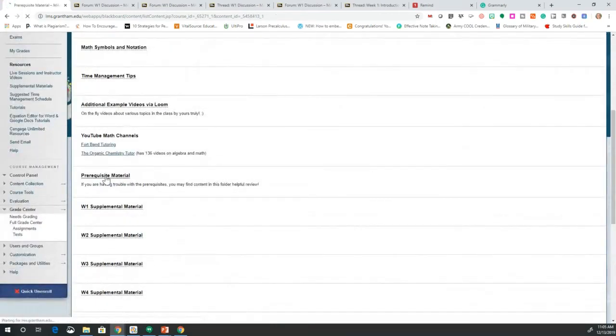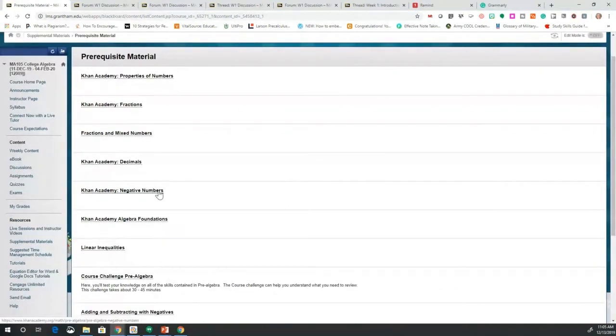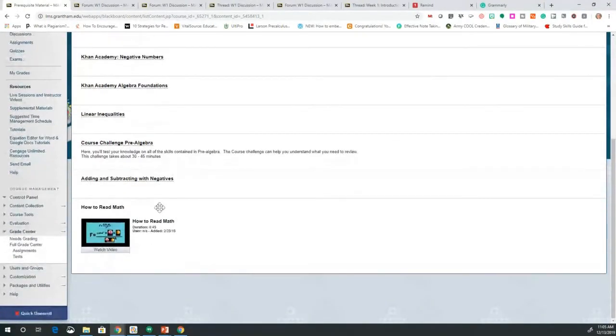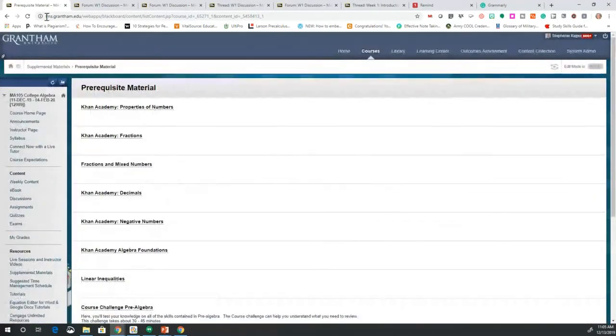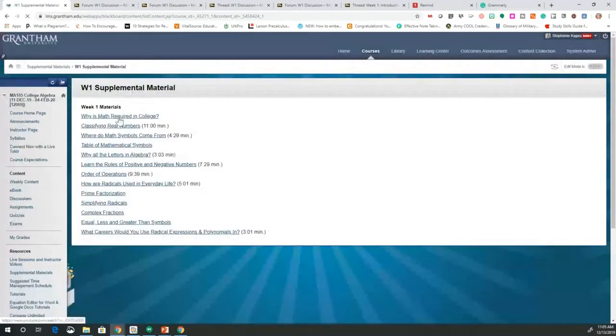Also, in the supplemental materials, if I scroll down, you're probably going to want to check out the prerequisite material here. I have a whole bunch of things like fractions, decimals, negatives. Algebra foundations would be very helpful if you've never done algebra before. These are a lot of basics here. You're also going to want to access the week 1 supplemental material, where there's a lot of additional links, like on order of operations. Our textbook doesn't go into details on the order of operations, so that would be something that you may need to study up on. Looking at some of these resources would be helpful as well if you haven't done algebra before.